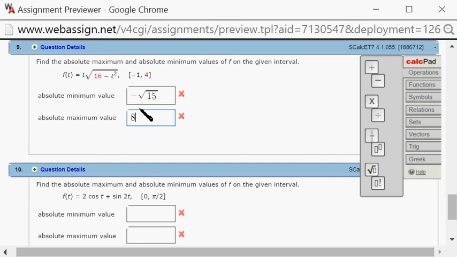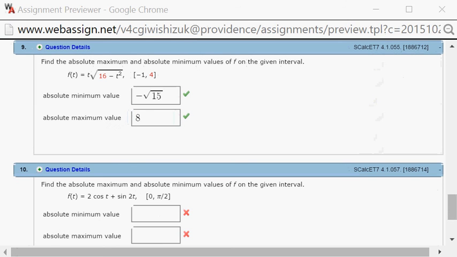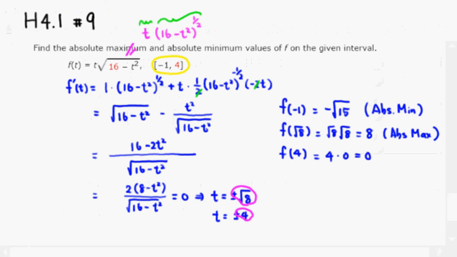Let's check the answer. Submit for testing. Alright, it came back and looks like we got these correctly. That's it. I hope that this was clear.